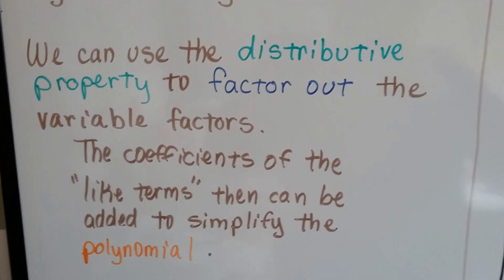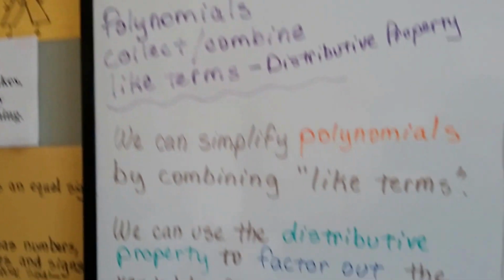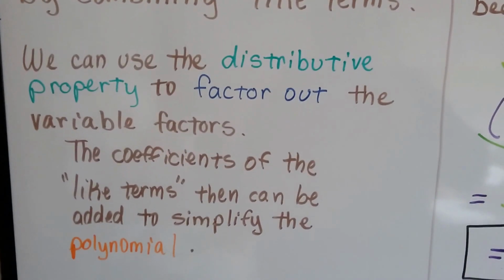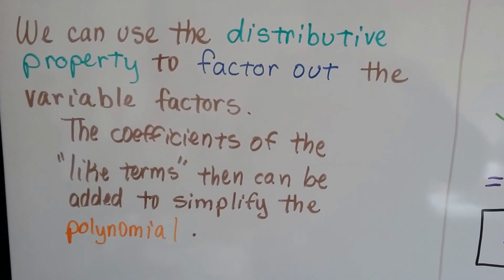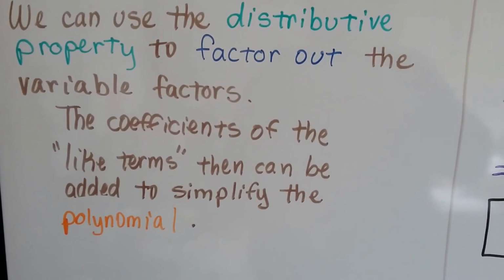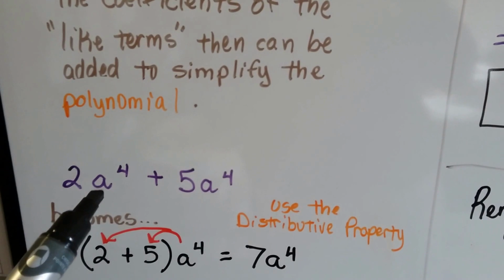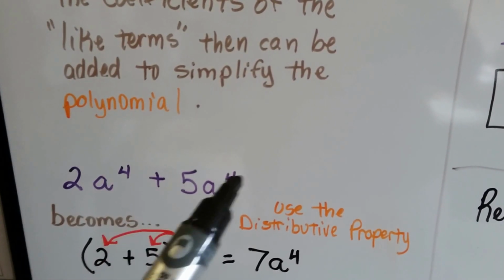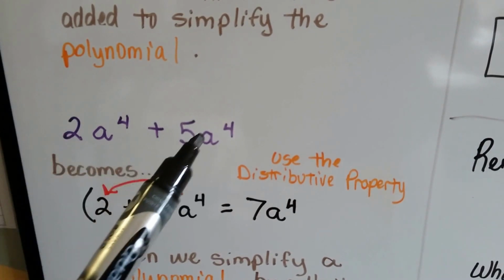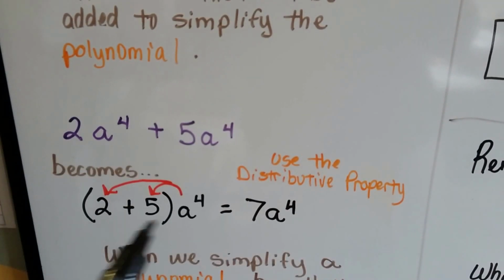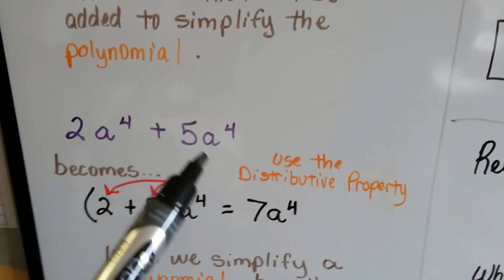The coefficients, you remember, those are the ones that are next to the variable or stand alone in a polynomial. The coefficients of the like terms then can be added to simplify the polynomial. We'll just add those together. So when we see 2 times a to the fourth power plus 5 times a to the fourth power, using the distributive property, we can combine the 2 and the 5 and make it a 7. And the a to the fourth power can get distributed to both of them, see?